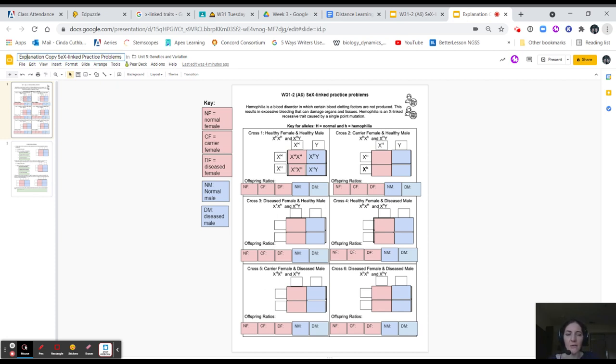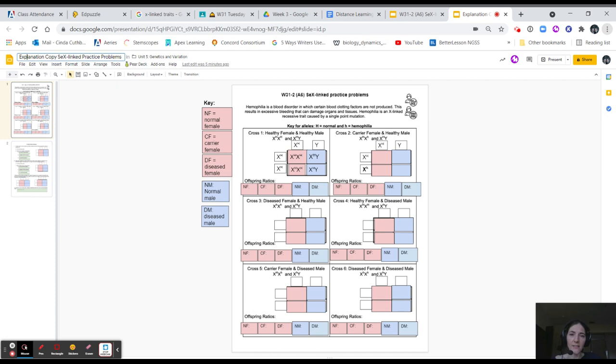So the key, I'll talk about the key in a second. Cross one is a healthy female and a healthy male. So normal male, normal female, they don't have a problem. I give you the parents already. A healthy female would be X big H, X big H, and the healthy male will be X big H, Y. That's the key. And there is no hemophilia allele on the Y, so do not put one there.